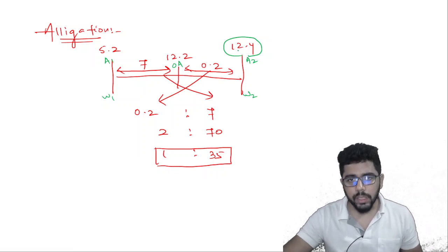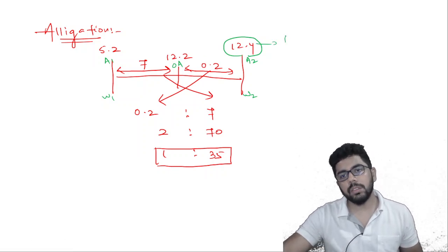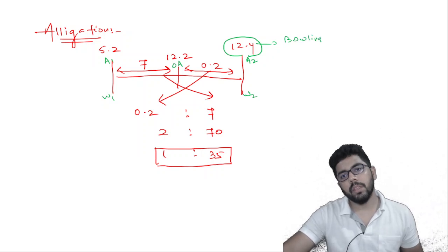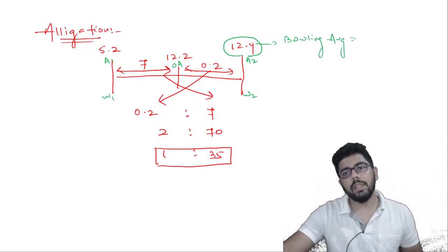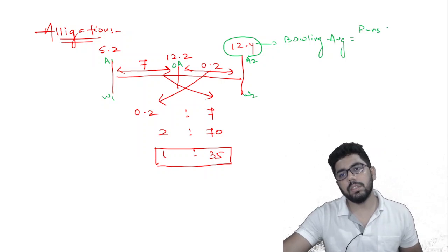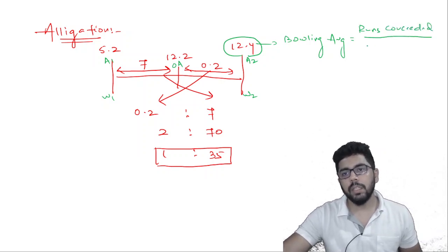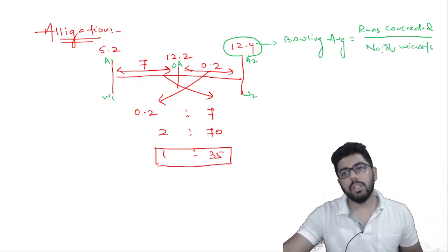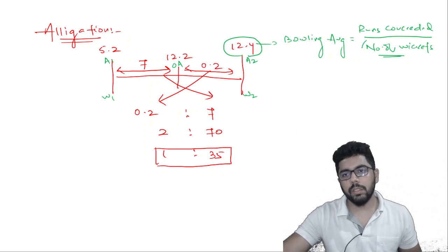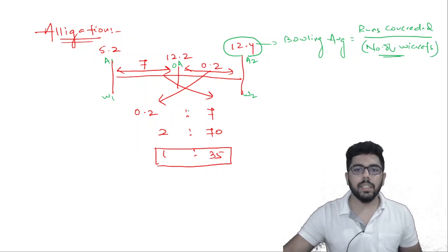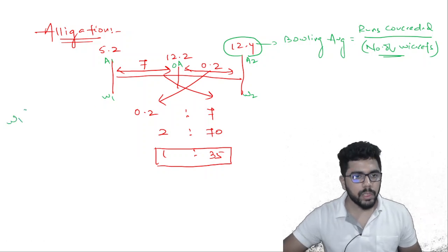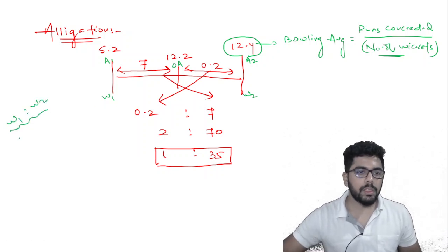So what I have taken in the top is average, which is the bowling average. Bowling average is runs conceded, let me write here again, divided by number of wickets taken. So whatever you have taken in the denominator, you will get the ratio of that in the bottom level. So W1 is to W2 will be basically the ratio of wickets taken.